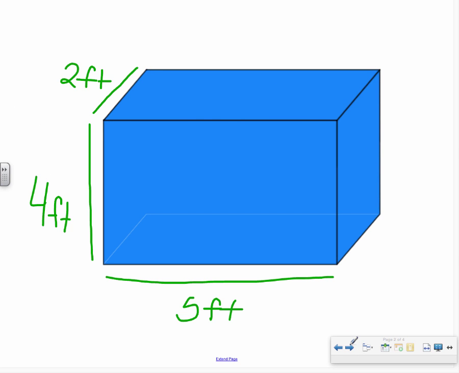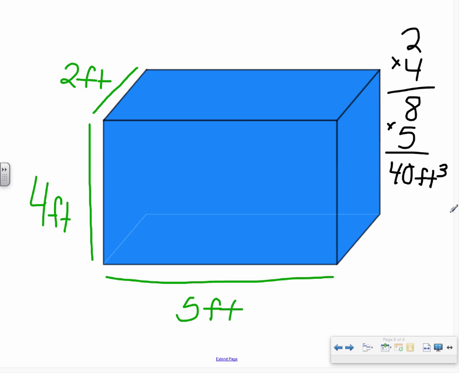Let's take a look at another one. Here's a rectangular prism. We've got the length of 5 feet, the height of 4 feet, and the width of 2 feet. It's length times width times height. Do you think it matters which order we do it in? If you said no, you are correct. So I'm going to multiply 2 times 4 to get 8. Now I need to multiply times 5. 8 times 5 is 40 feet. If you remember, it is now cubed.